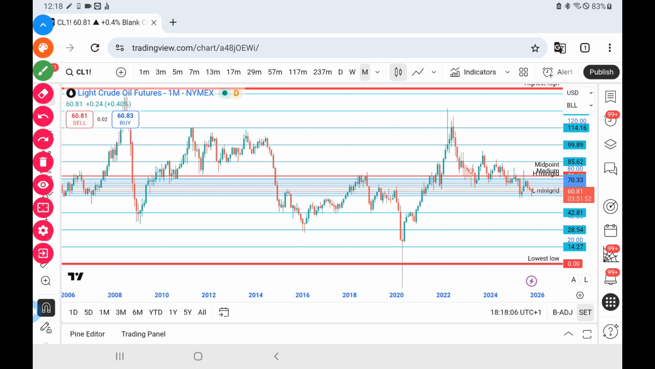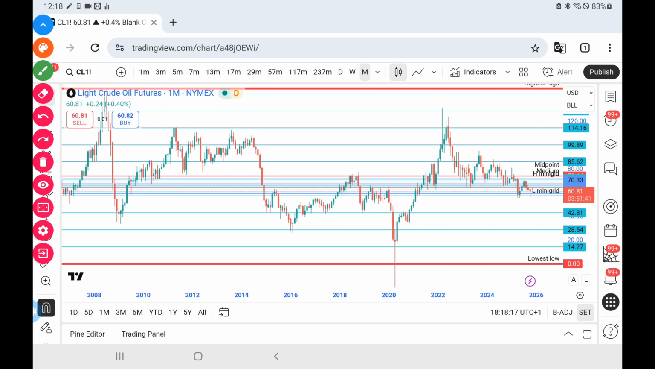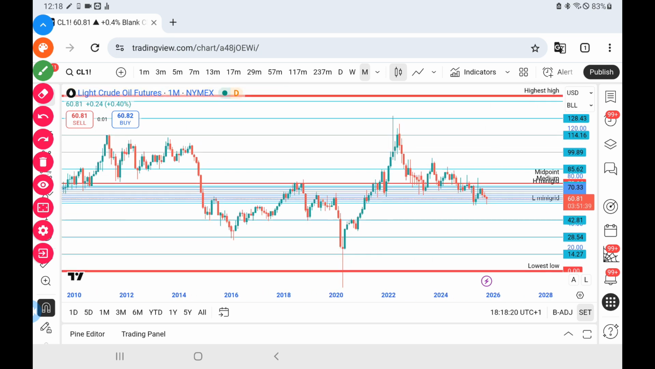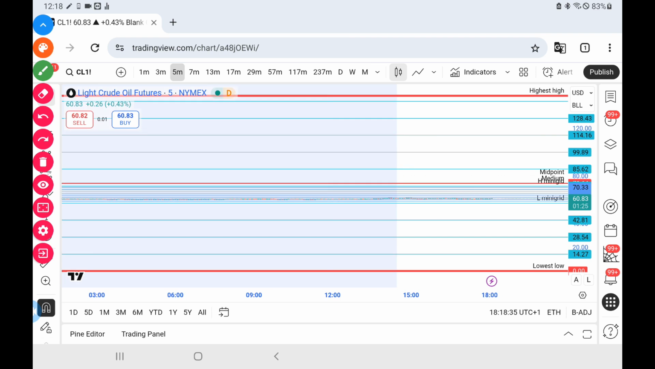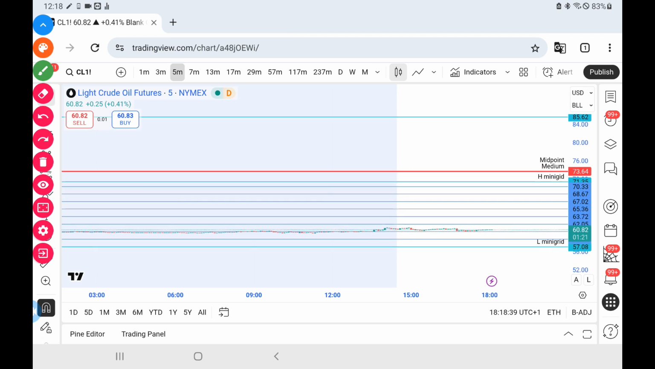It's not going to be as profitable because of the distances between the grids, but it will be far more sustainable. And that is the biggest issue that you need to really consider when you're looking at the market. Now, when you look down at the smaller time frames, we're going to take the 5-minute just as an example. Then things become drastically and significantly different.